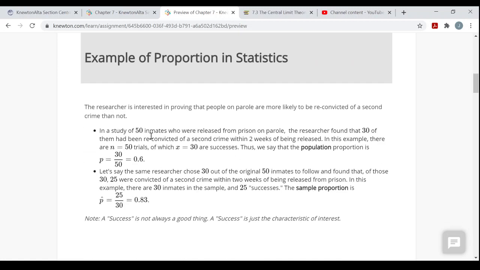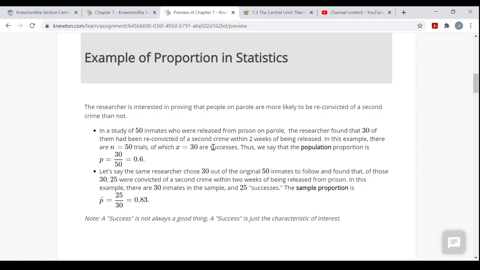I'll read through this one. So suppose the researcher is interested in proving that people on parole are more likely to be reconvicted of a second crime than not. So in a study of 50 inmates who were released from prison on parole, the researcher found that 30 of them had been reconvicted of a second crime within 2 weeks of being released. So in this example, there are 50 trials, 50 inmates, the size of the population, right, the entirety of the 50, was n equals 50, and then x was 30.